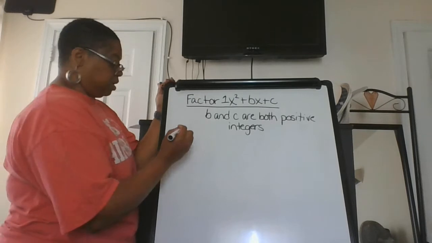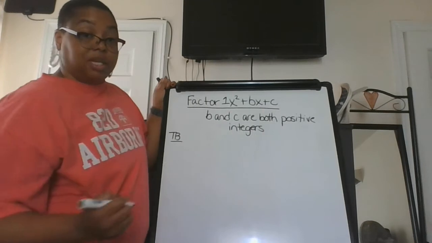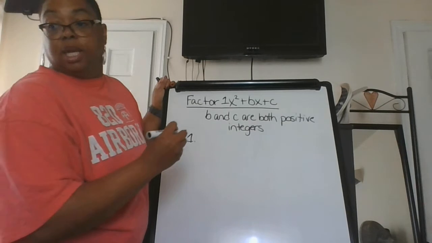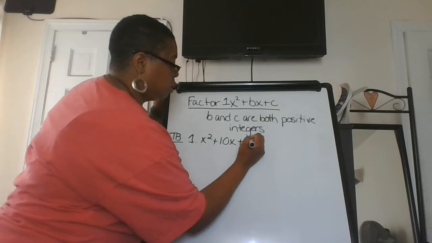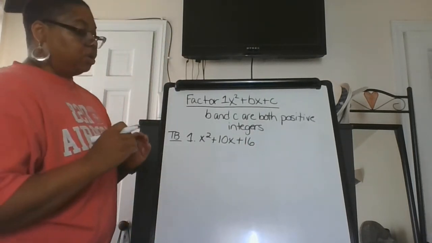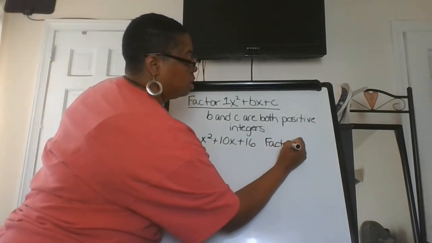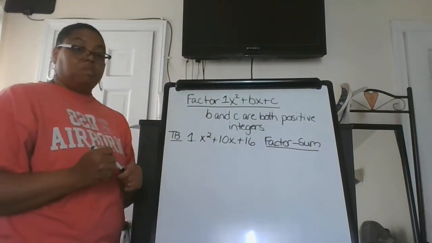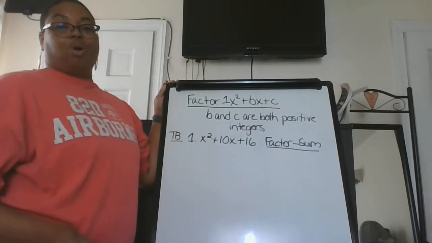So let's start with number 1. This is from the textbook, TB meaning textbook, and this is problem number 1 out of the textbook page on page 288. So x squared plus 10x plus 16. We're going to do a method called factor sum.